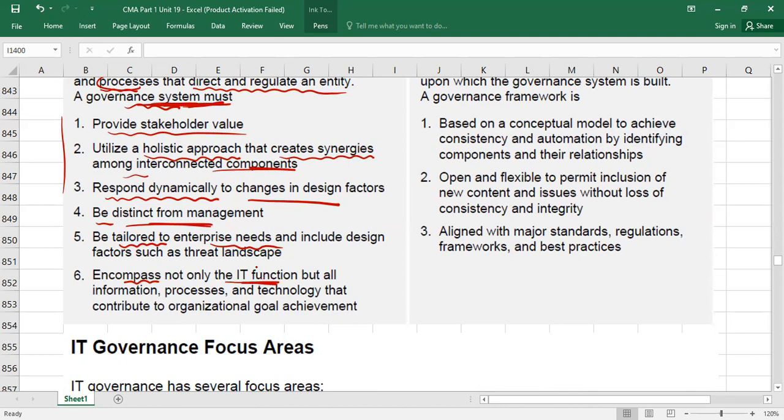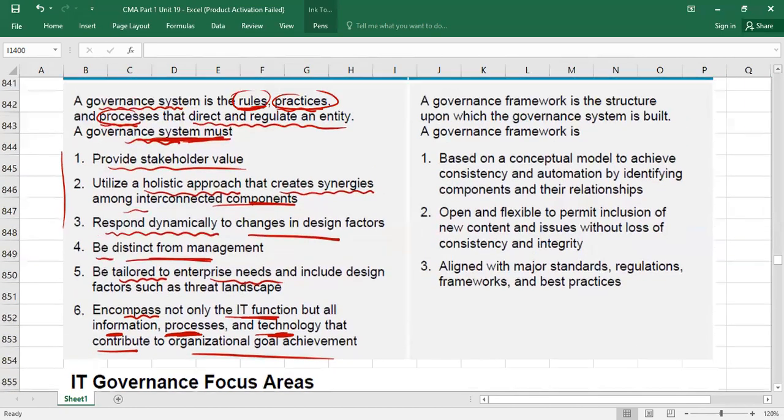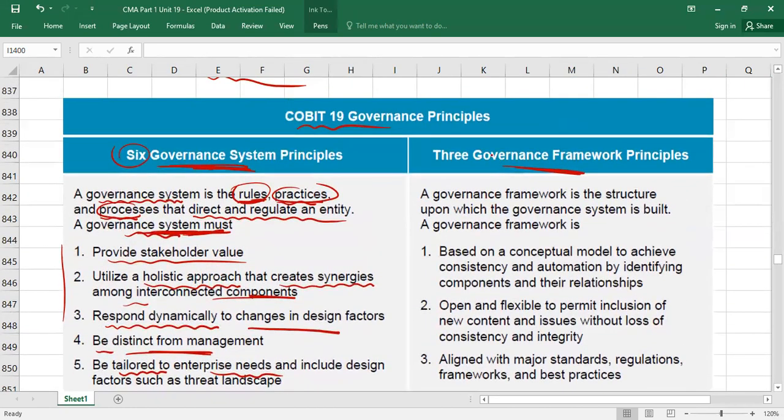As a board of directors, you should not focus only on the IT function. You also need to focus on information, processes, and technology that contribute to the organizational goals achievement. It should not focus only on IT. You have to focus on information, processes, and technology. So these are called the 6 governance system principles. Now we have the governance framework, the 3 governance framework principles.